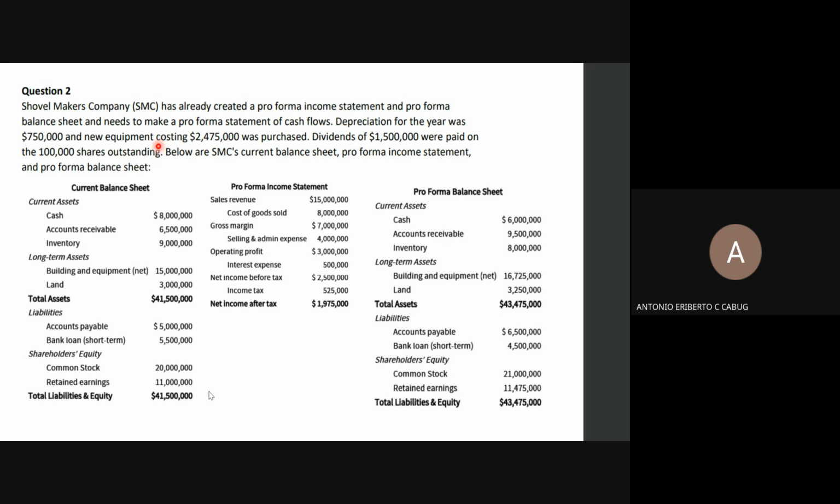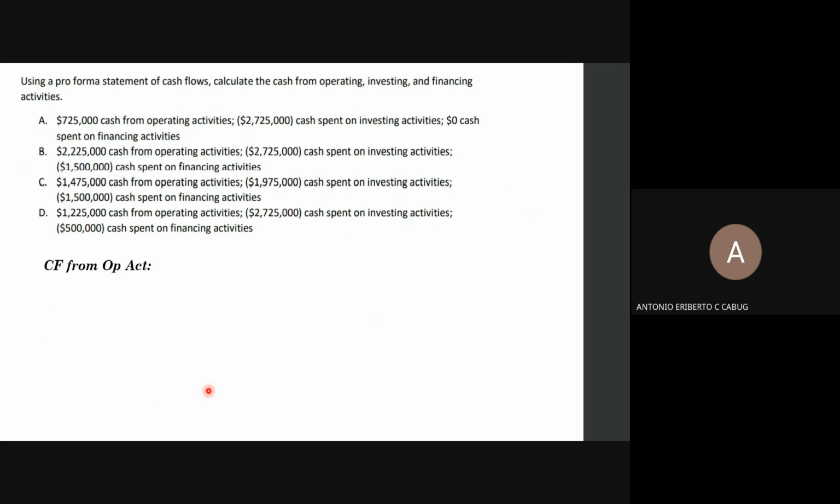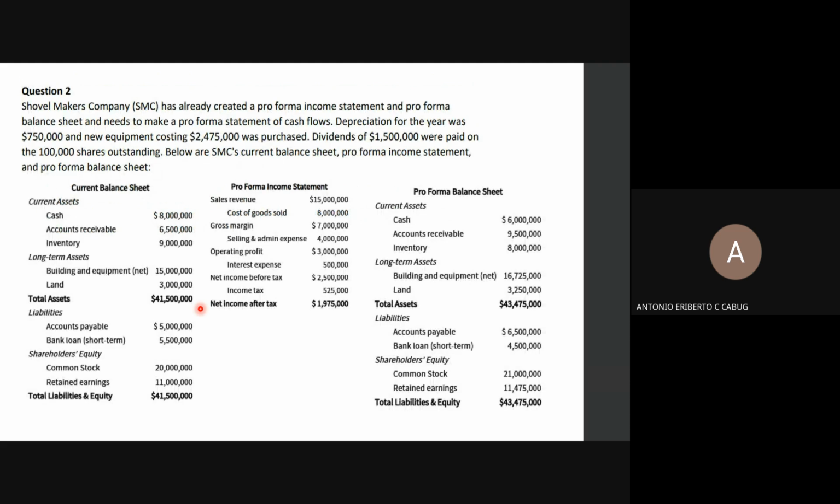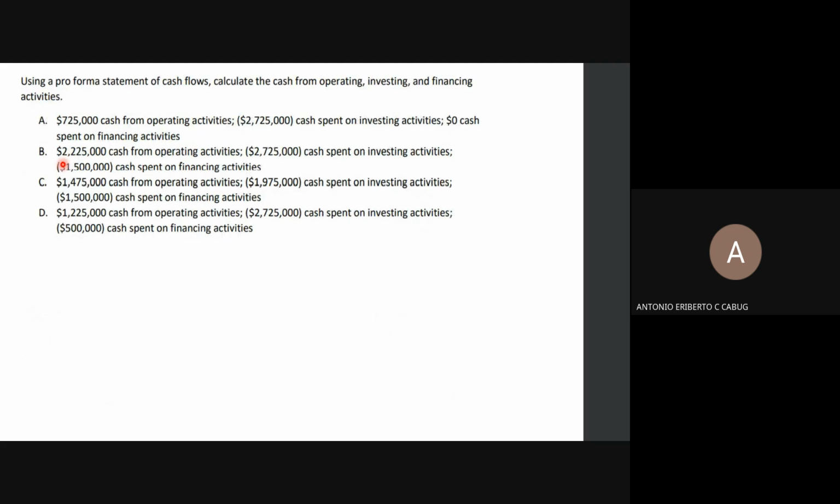Okay, so let us start with the operating activities, the cash flow coming from operating activities. Ready? Okay. So we will use the indirect method here. Net income, 1,975,000. What we need to do as an adjustment is number one, add back non-cash expenses. Non-cash expenses typically include depreciation and amortization. In this case, we have an equipment that is to be depreciated by 750,000 for this year. So 750,000 should be added back to net income.